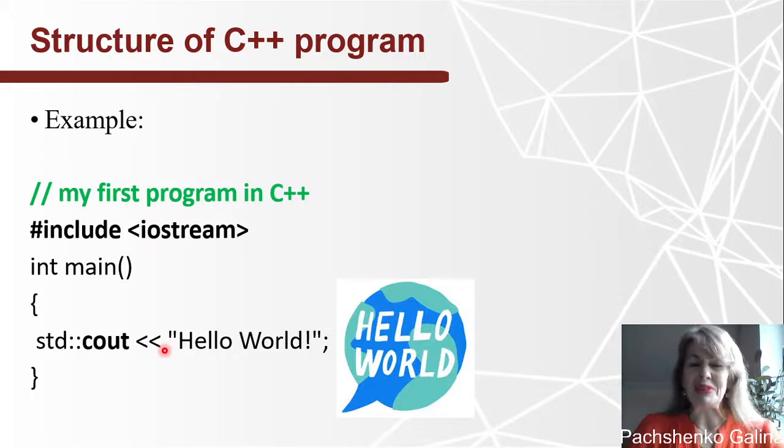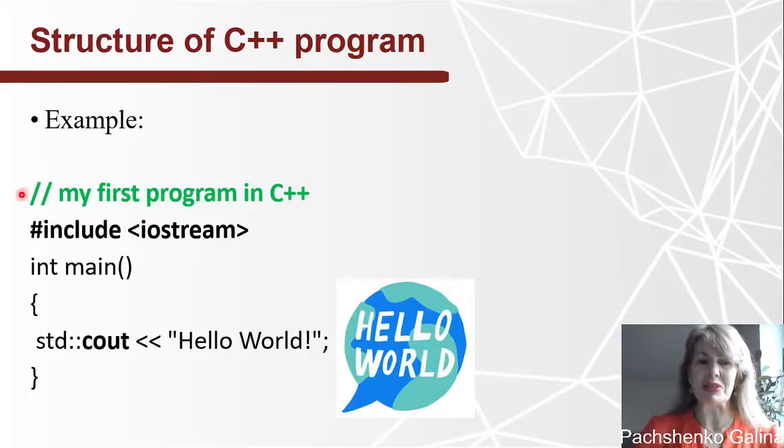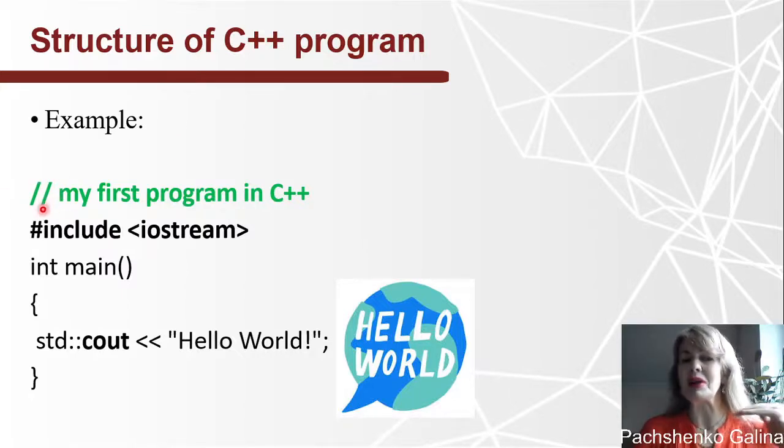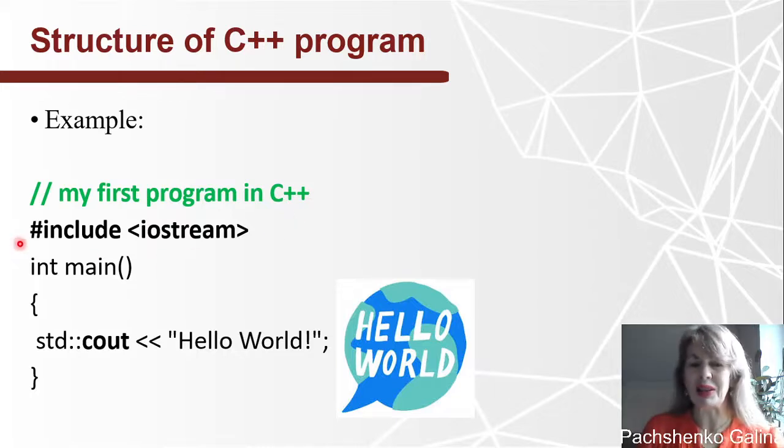Example, so let's write our first program. Let's consider this first very short program line by line. The first line is a comment. Remember, we use two slashes to comment just one line. So our comment is my first program in C++. The second line, include iostream. We'll speak about it later.